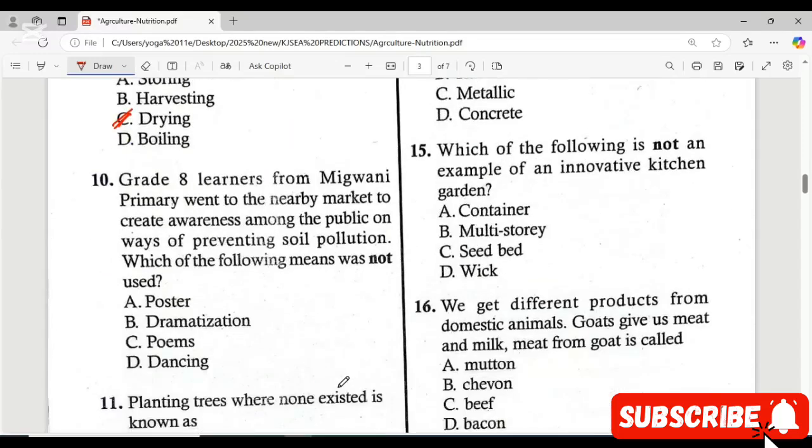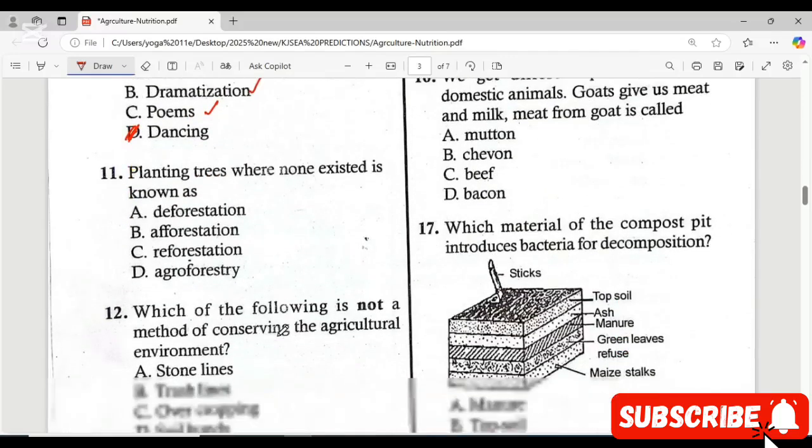Grade 8 learners from one primary went to the nearby market to create awareness among the public on ways of preventing soil pollution. Which of the following means was not used? Poster, that's okay. Dramatization, poems, dancing is not a way of getting public awareness.